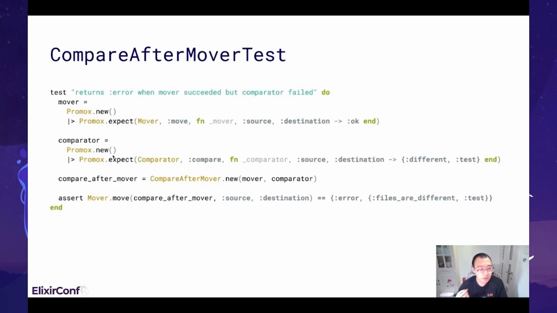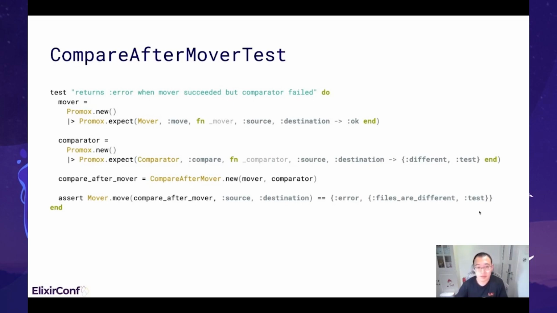And then we would build another mock for the comparator role. So we would expect the compare function to be called on this comparator mock, and it would always return a tuple saying that the files are different, even though we don't have any files to compare. And the reason why they are different is for test. Then we call the CompareAfterMover with these two collaborators. And then we can assert that the CompareAfterMover should return an error tuple, and the reason should be that the files are different, and the reason is the same.